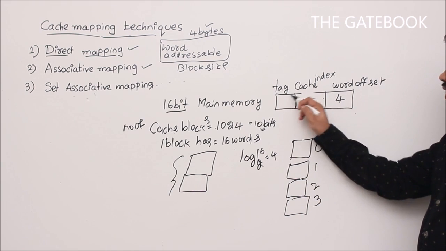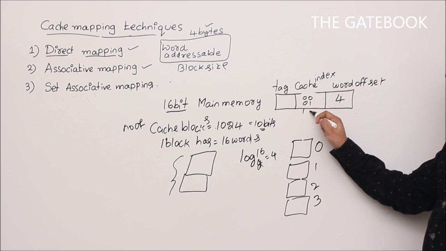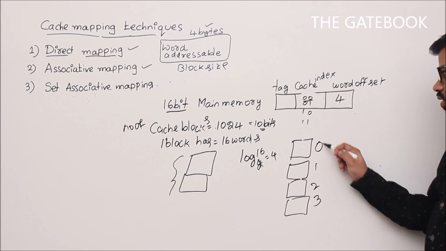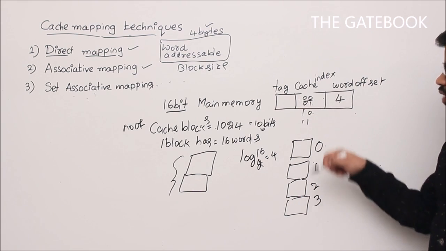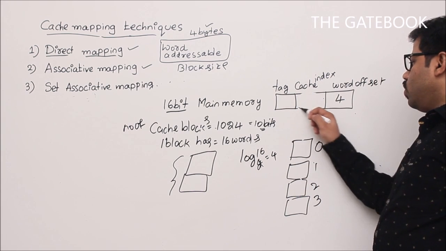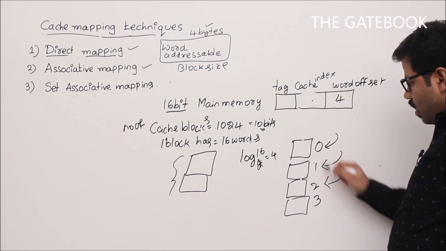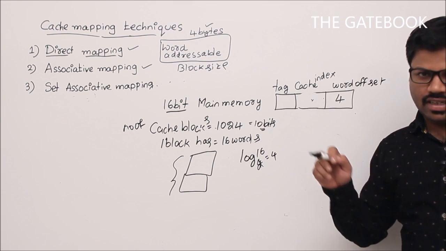In this example, take 2 bits, then the patterns are 00, 01, 10, 11. If it is 00, we send to block 0. If it is 01, we send to cache block 1, 10 to cache block 2, 11 to cache block 3. That's why 4 patterns are enough to map our main memory blocks to cache blocks, because there are only 4 cache blocks. That's why 2 bits.